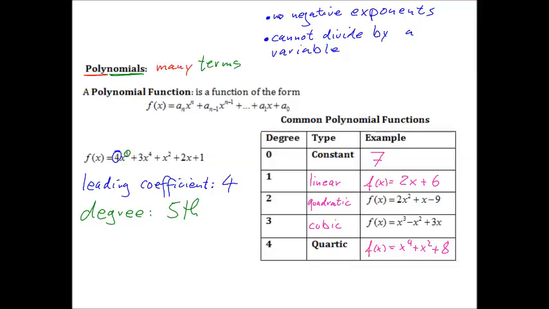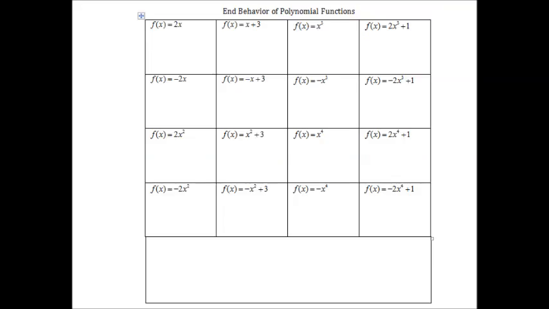Then let's talk about the end behavior of polynomial functions. And here on this part, you see a table with a large number of polynomial functions. In order to analyze their end behavior, the easiest and best way would be to just take the function, punch them in the calculator, and look at the graph and see what the line or curve does.